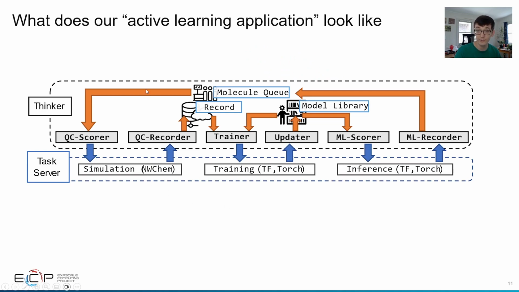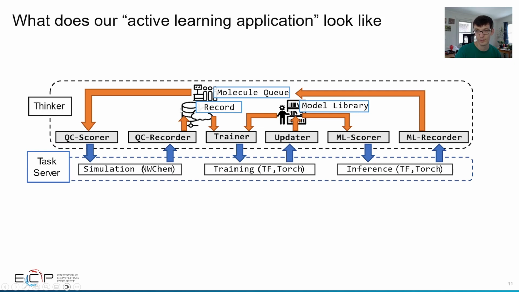And what you end up when you combine these two together is an application that looks like this. This is an active learning algorithm. We use it to design molecules. And the way that it works is it runs these 6 agents that each have a simple task. The quantum chemistry score, all it does is wait for resources to become available. As soon as one is, it starts a new NWChem simulation.